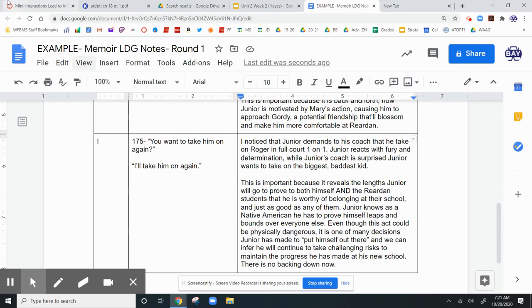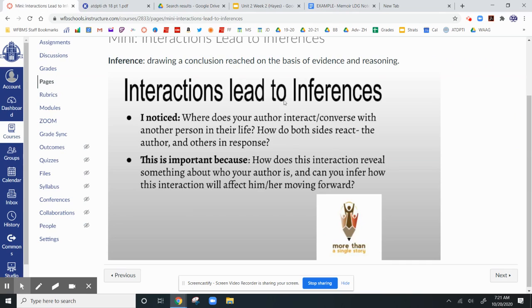That is essentially it for today. This is your 10th row of your chart, interactions lead to inferences. Just follow along with this guide here on our slide, and I think you'll be just fine.